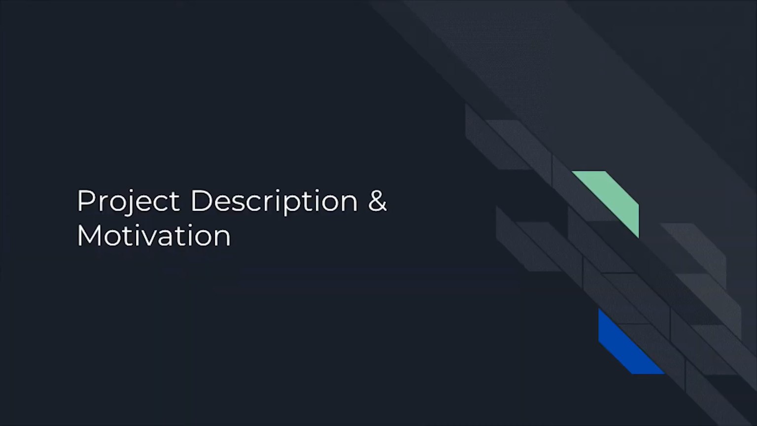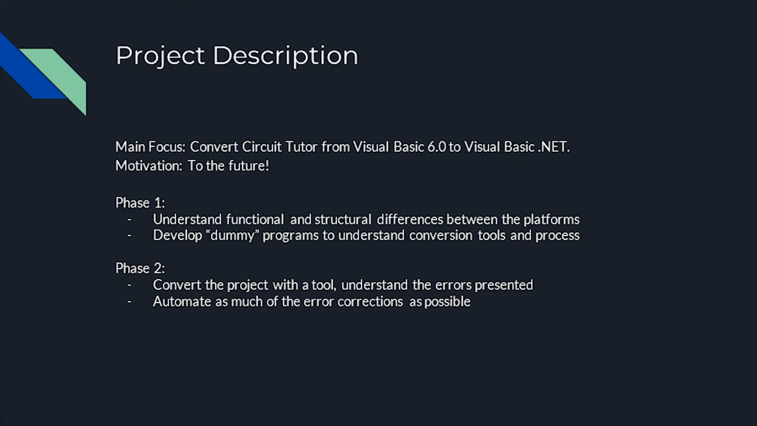Project description and motivation. So we're going to run through what was the motive behind this project. Our main objective with this project is simply to take Circuit Tutor as it exists in VB6 and convert it to VB.NET. VB6 is beyond the point of an aging platform and limits the user base to Windows users exclusively. VB6 is an interpreted language that lost its long-term support from Microsoft in 2008, lacks many staple features present in the modern compiled languages, and only runs on Windows devices.